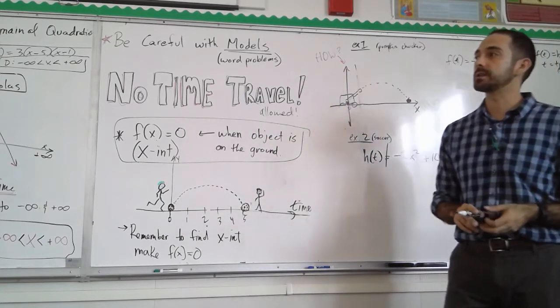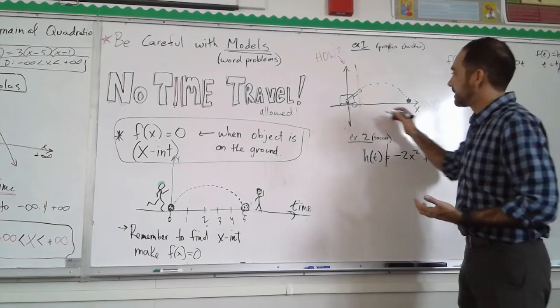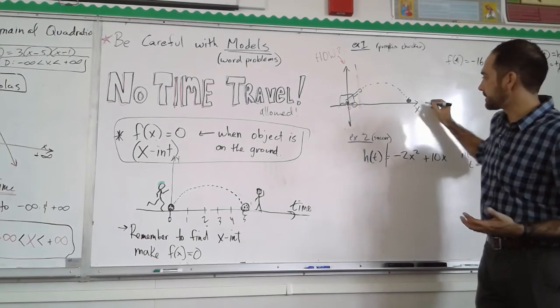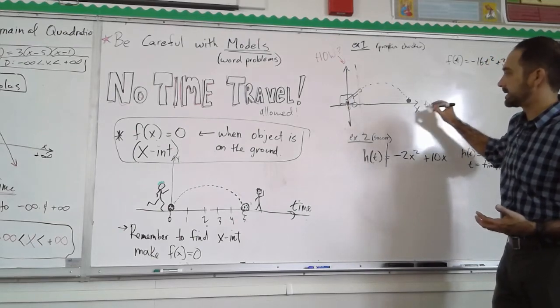So if I have this air cannon, where does the pumpkin start as far as my time goes? It starts at 0, right?